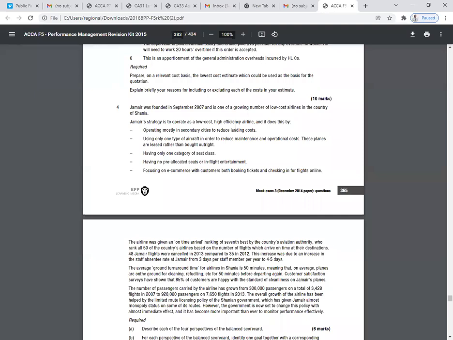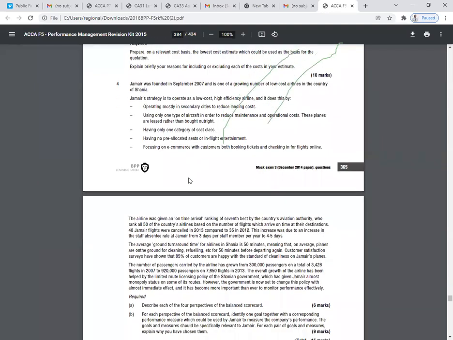And it does this by operating mostly in secondary cities to reduce landing costs, using only one type of aircraft in order to reduce maintenance and operational costs. These planes are leased rather than bought outright, having only one category of seat class, no first class, having no pre-allocated seats or in-flight entertainment. Focusing on e-commerce with customers both booking tickets and checking in for flights online.